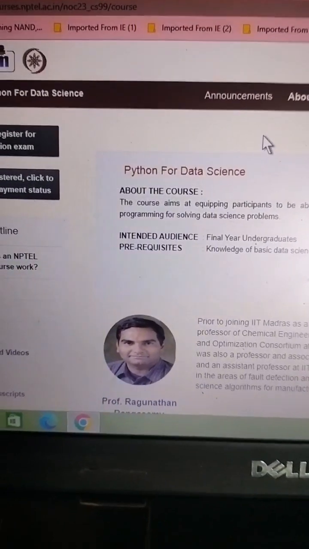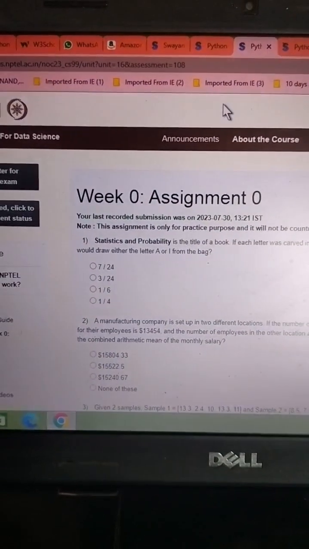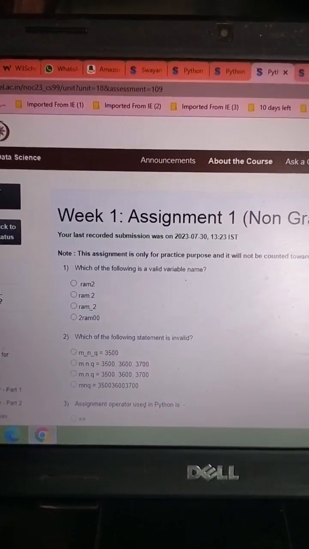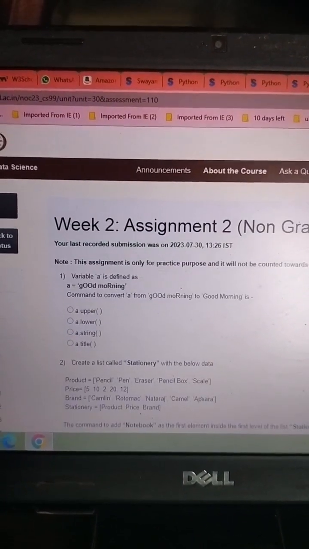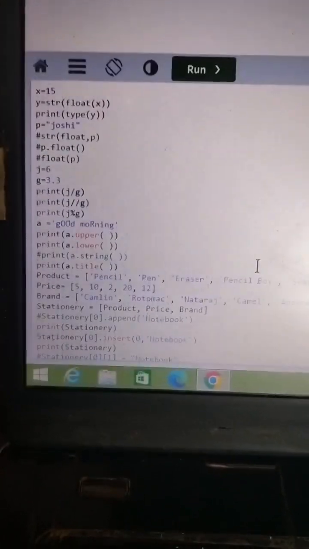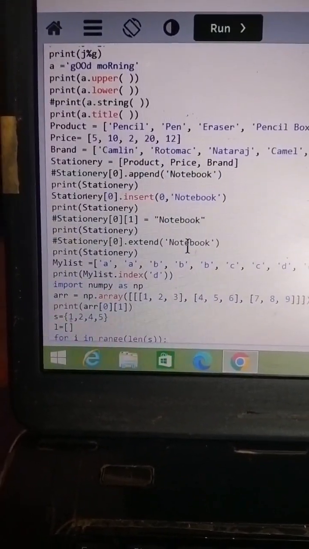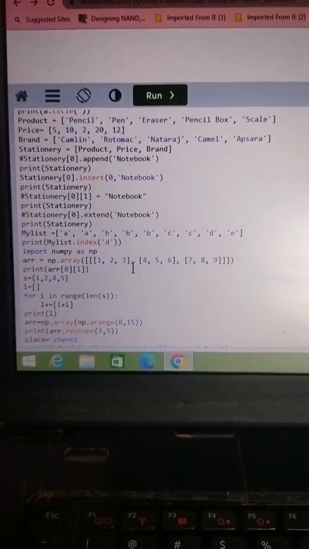So already we sent the solutions for Python for data science. Check all the assignments we submitted. Assignment number one, assignment number two, assignment number four, and the solutions. If you come here, I will scroll up. All the solutions we solved one by one. Okay, all the solutions I will show you also.